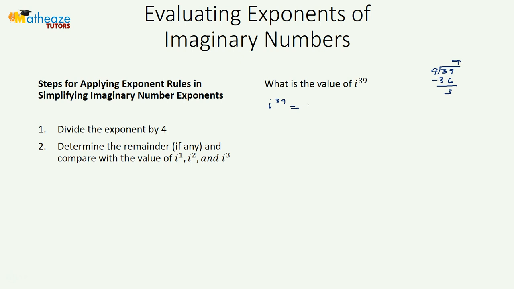So this is going to give us i to the power of 4 to the power of 9 multiplied by i to the power of 3. So you can say this is 36 plus 3. So i to the power of 4 is 1 to the power of 9, and then i to the power of 3 is -i. So this is going to give us 1 multiplied by -i, which is -i.